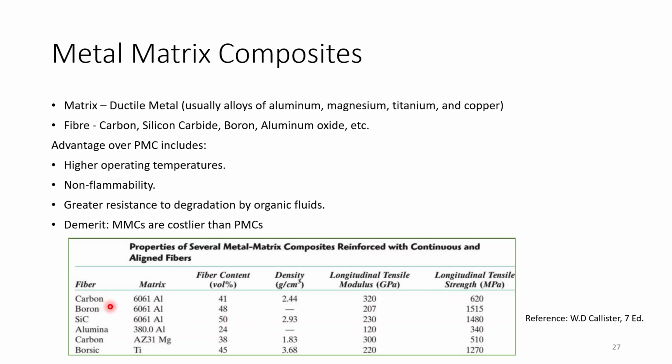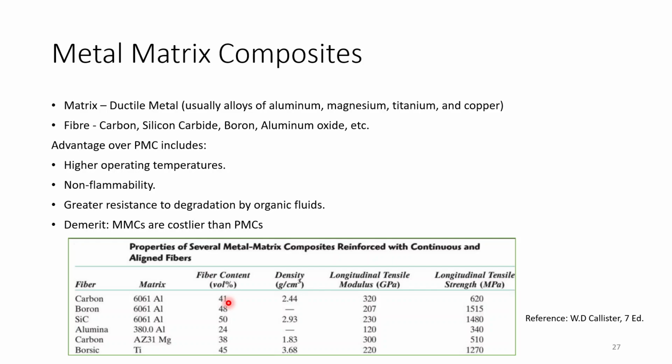Okay, so for carbon fiber and matrix 6061 aluminum, 6061 aluminum is one of the aluminum alloys. So if you are adding carbon fibers in it at 41 volume percent, density will be 2.44 gram per centimeter cube, and the longitudinal tensile modulus will be 320 GPa, and longitudinal tensile strength will be 620 MPa.